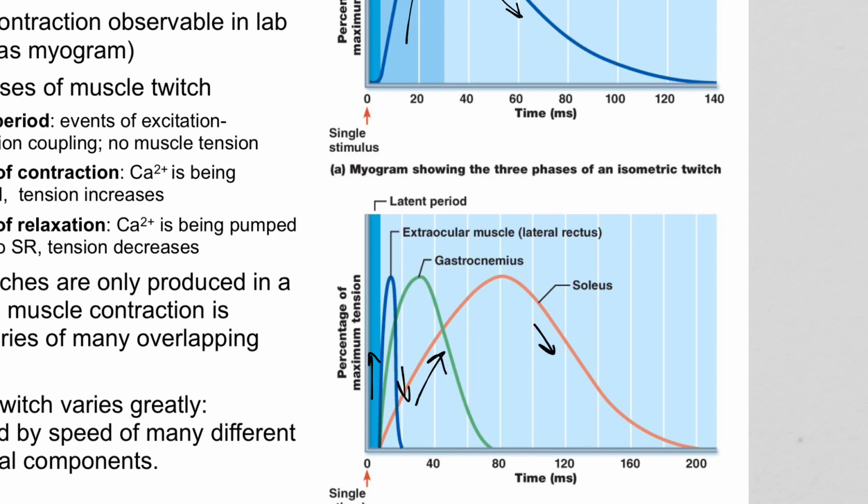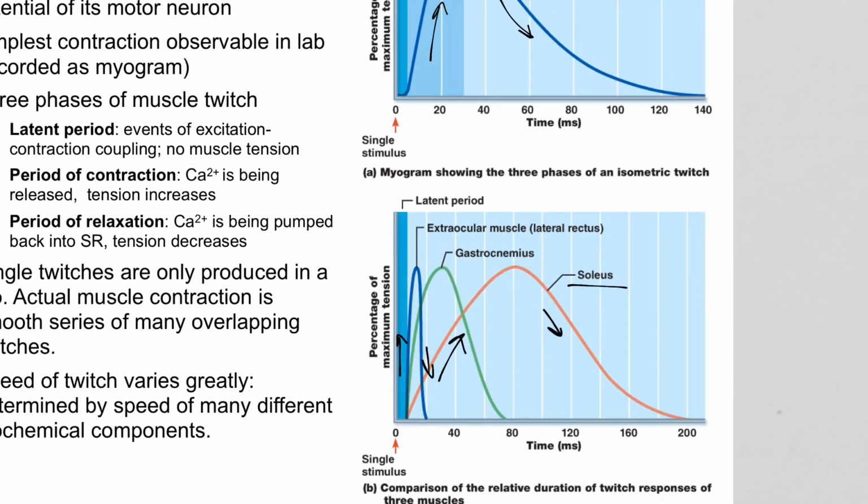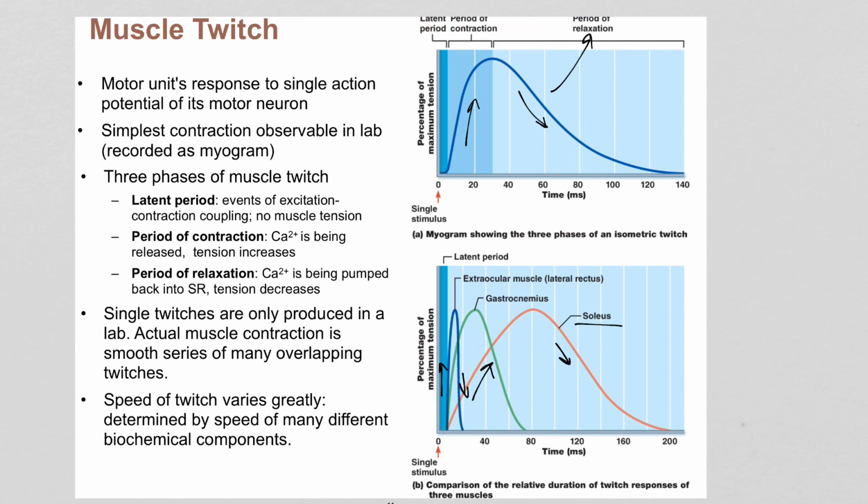Obviously, being fast is important in some cases, like eye movement, but it comes at the cost of having poor endurance. And so muscles that are faster twitch generally tend to wear out more quickly, and muscles that are slower twitch, like the soleus, which causes ankle extension during walking, tend to have a lot better endurance, and they don't really need to be as explosive.